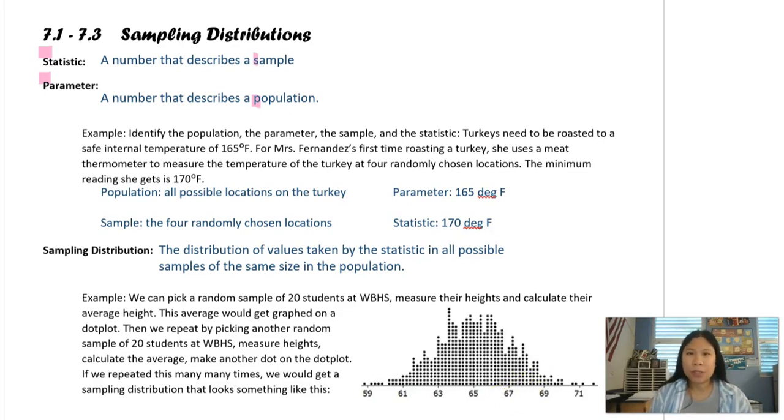So the reason why we want to do this is because a sampling distribution is actually a much better describer of your population. Because you're dealing with lots of different samples, and each sample's averages or proportions, whatever you're measuring, it's a lot better representation of your population.